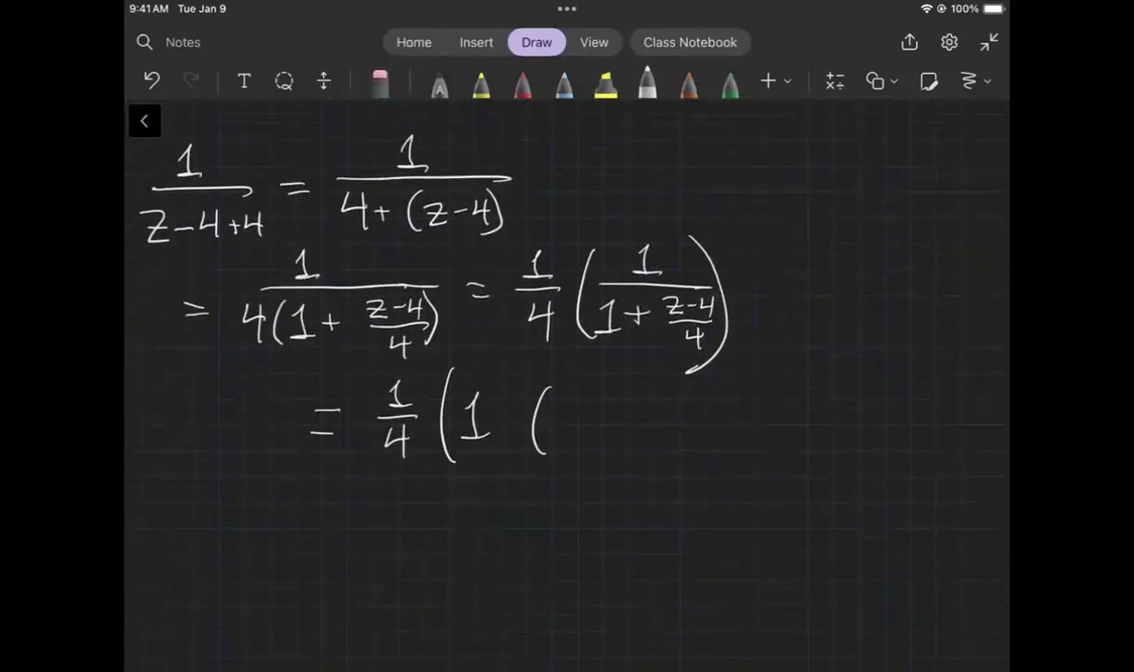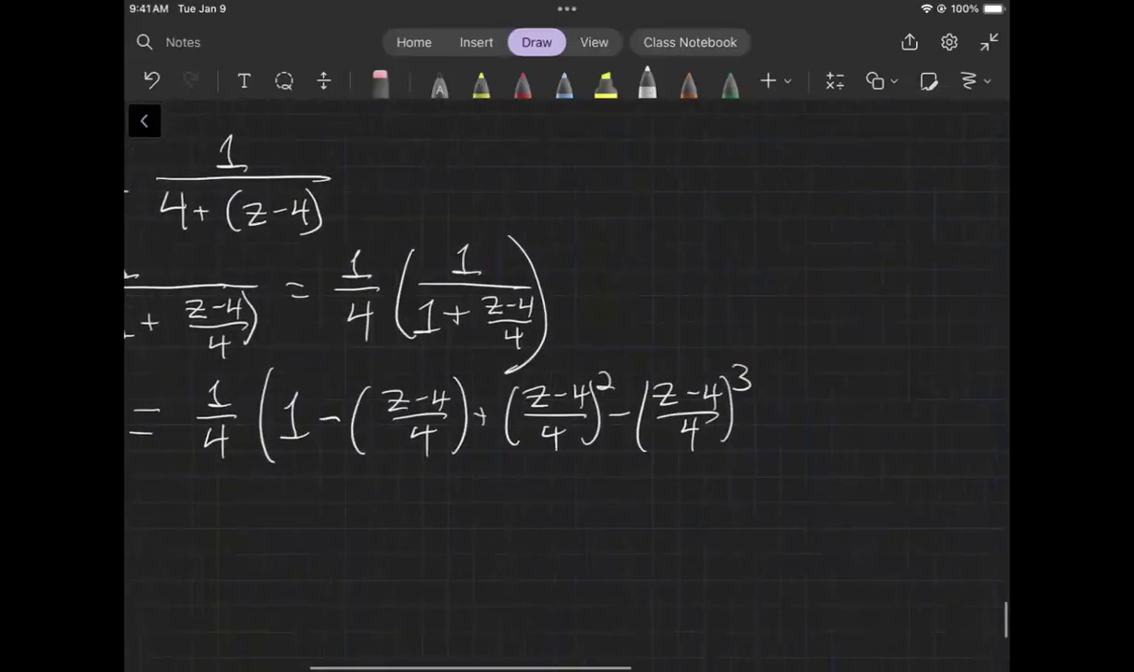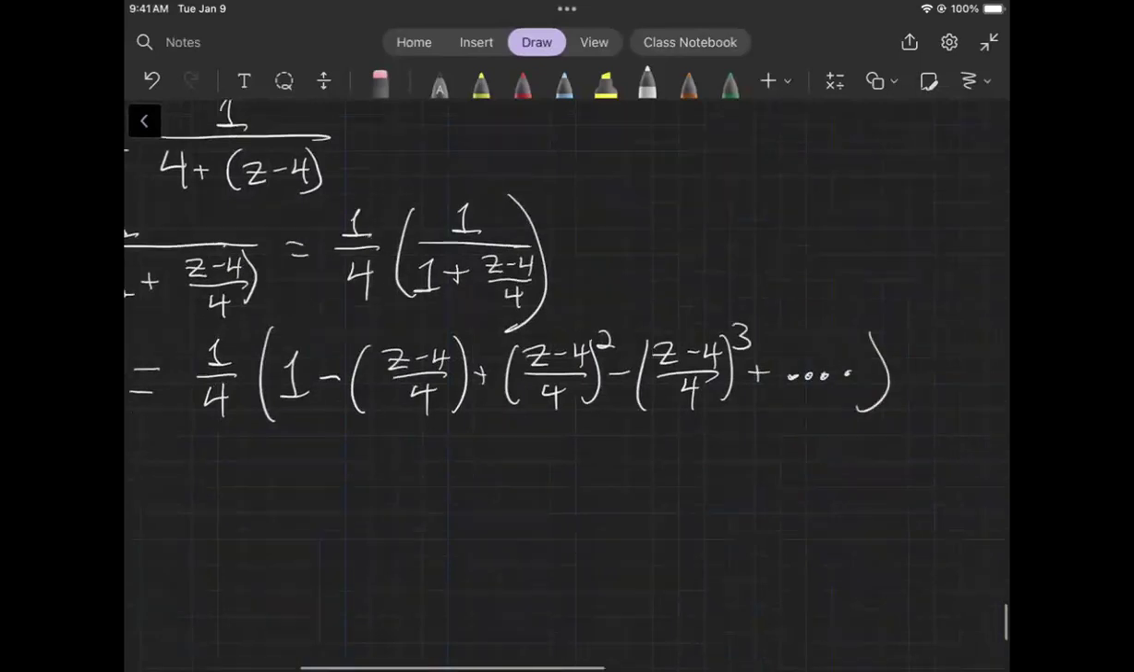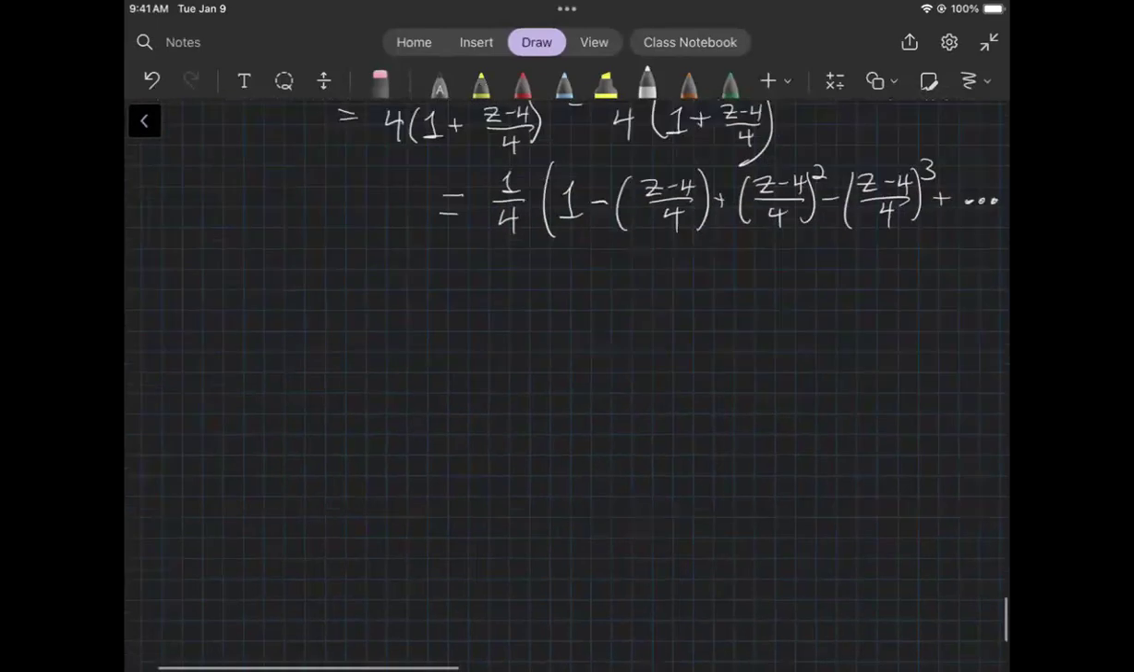Okay. So this is 1 minus (z minus 4)/4 plus ((z minus 4)/4) squared minus ((z minus 4)/4) cubed, plus, and this pattern keeps going. And that is the Laurent series, right?